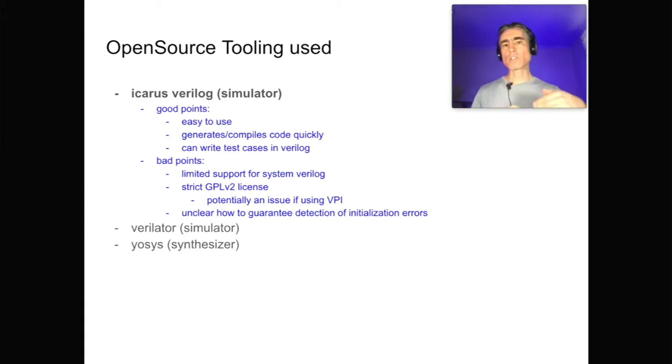However, I want to be running simulations from PyTorch, from C++, which means I need to link my C++ code or the PyTorch code to the iVerilog library. If we need to link this together and the library is GPLv2, that means my code needs to be GPLv2 too. I want my code to be under a more open license, MIT, so I want to avoid linking with the GPLv2 iVerilog library. It's also unclear to me how to guarantee detection of initialization errors when we're using iVerilog.